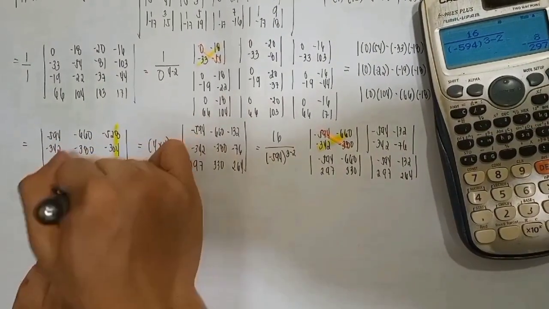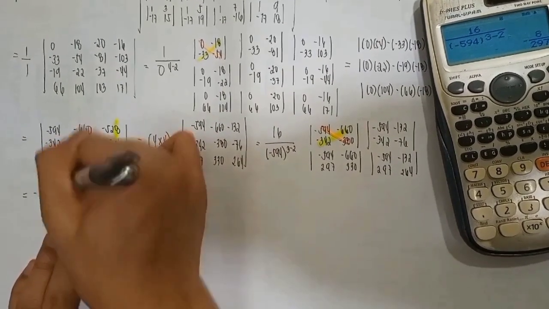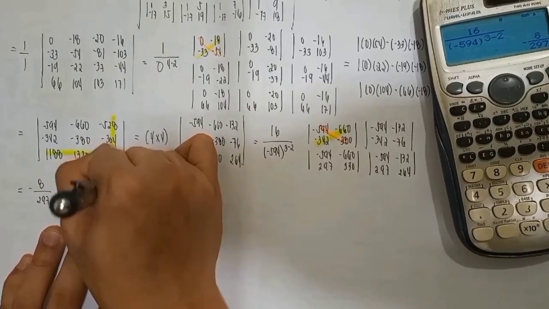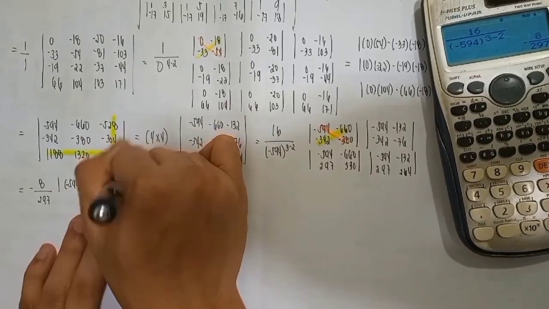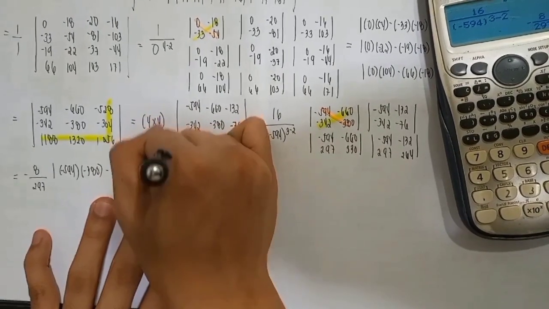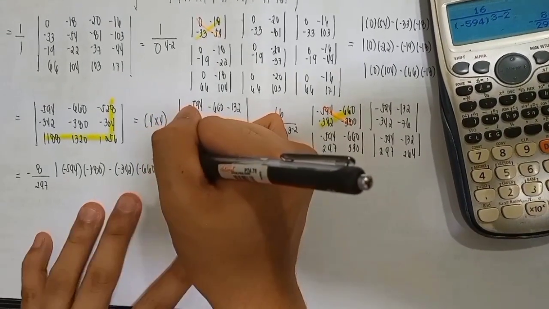After that, we need to simplify and find out the minor. For instance, negative 594 multiplied by negative 380 minus negative 342 multiplied by negative 660. Same process for the next row.